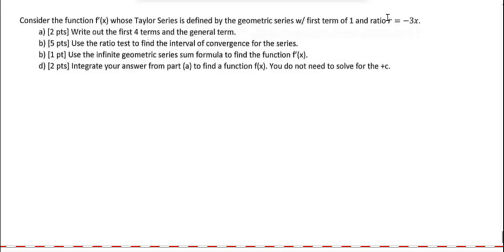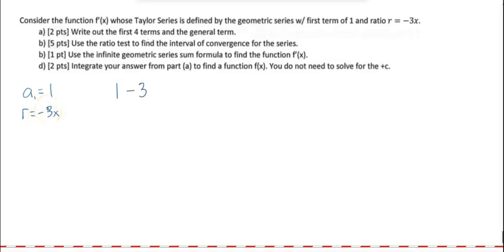So let's just start writing here, and hopefully we can make some sense of all this stuff. So let's see. The first term is a sub 1, which is 1, and the ratio is negative 3x. So it says write out the first 4 terms in the general term. So what I'm going to write is 1, and then the next term is going to be this first term right here, multiplied by the ratio. Well, it's 1 times negative 3x.